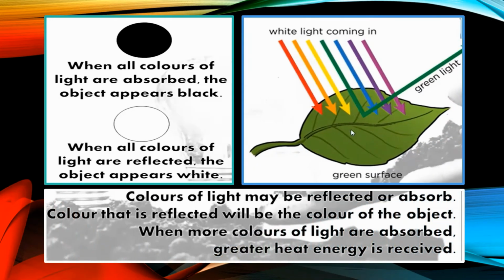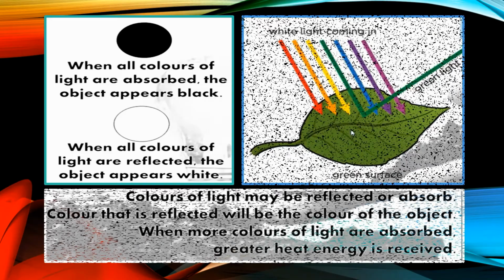Colors of light may be reflected or absorbed. The color that is reflected will be the color of the object. When more colors of light are absorbed, greater heat energy is received.